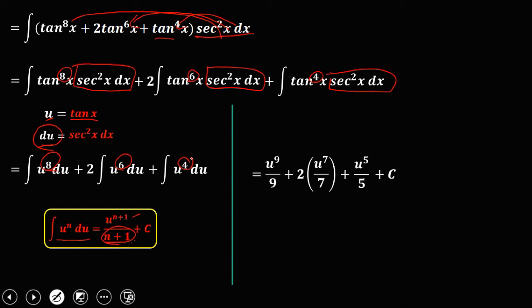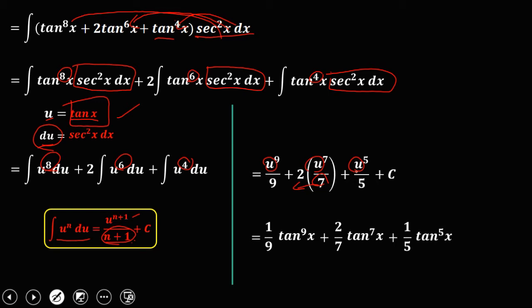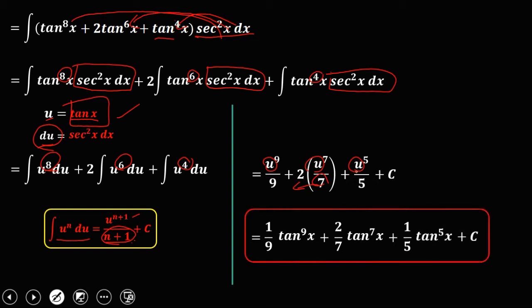Then simplify, so this u to the power 9 over 9, the same as 1 over 9. Then since u equals tangent x, we have now tangent to the power 9x, then plus 2 over 7. So the 7 is put outside. Then again, u is equal to tangent x, so tangent to the power 7x, then plus 1 over 5. Then u equals tangent x, so tangent to the power 5x plus c. So this is now the final answer.